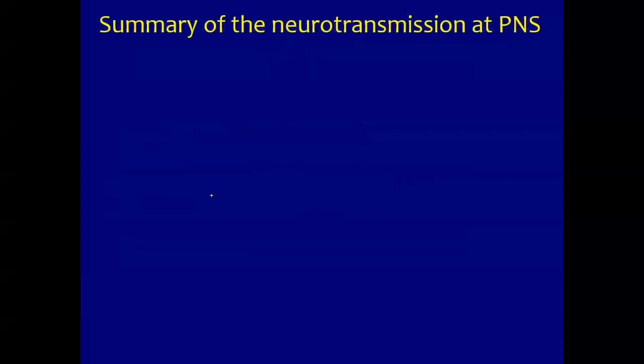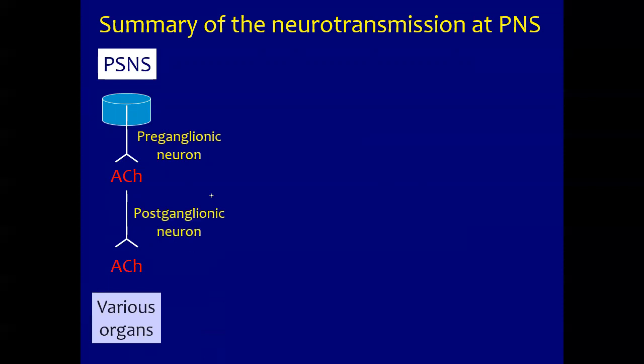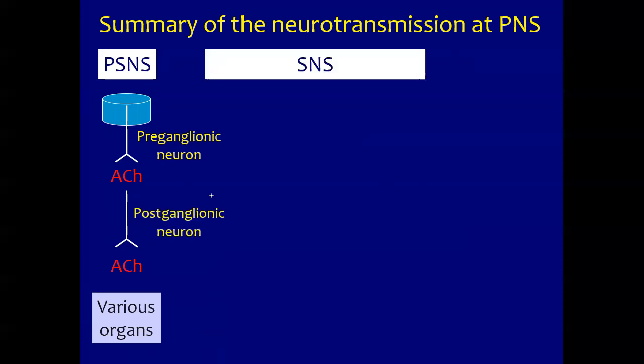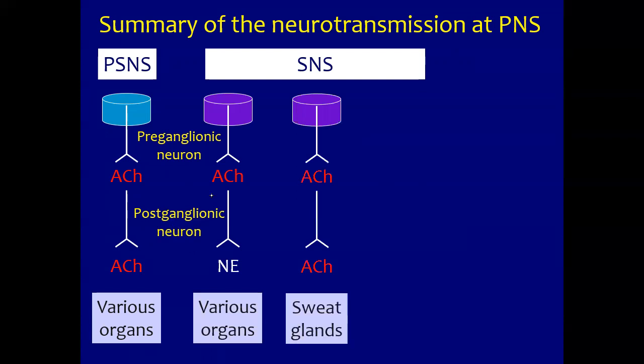So, a summary of the neurotransmission. Let's now summarize all things, then we will move further to transduction. Parasympathetic nervous system: preganglionic neuron, acetylcholine; postganglionic neuron, acetylcholine. Very simple. Clear? Sympathetic nervous system, generally speaking: preganglionic fiber, acetylcholine; postganglionic neuron, norepinephrine, generally, and that exception is here. Okay? Clear? That's the exception.